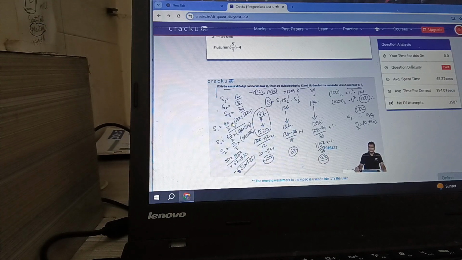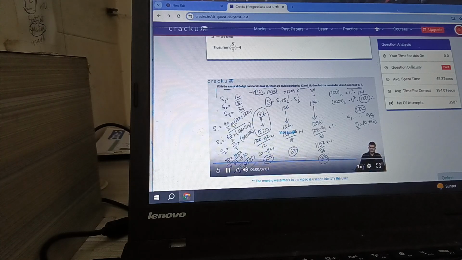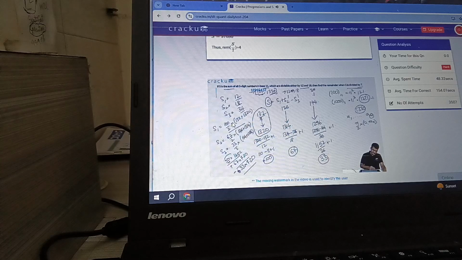All that we are required to calculate is the remainder when this is divided by 7. We don't really need to calculate all of them, so we'll simplify this. 50 is equal to 49 plus 1, so we can ignore 49, and the remainder when this is divided by 7 will be the same as the remainder when 1452 is divided by 7. And 1452 is 1400 plus 52. So the remainder will be the same as when 52 is divided by 7, which is equal to 3.